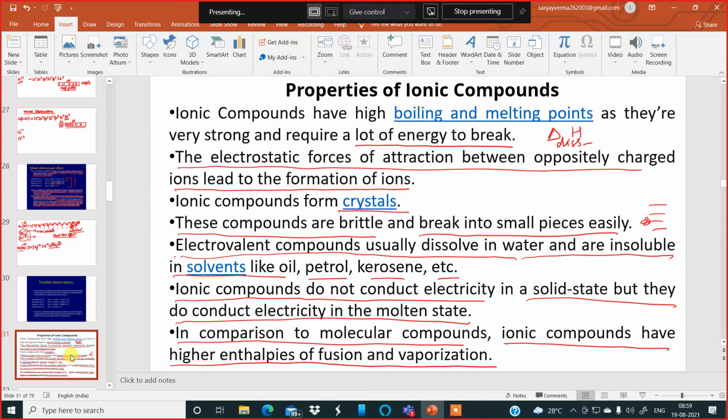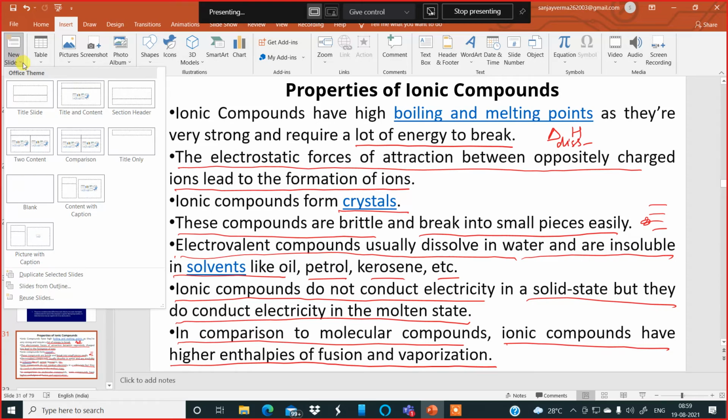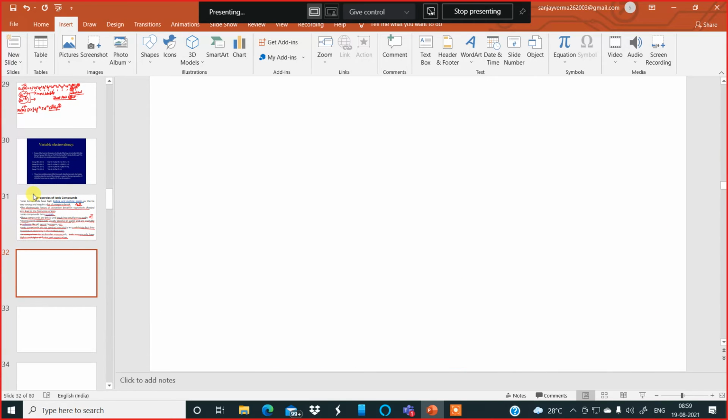Now, besides these properties of ionic compounds, I want to discuss one more important property, which is required by you all. This property is important and it is called solubility in water. Solubility, I talked about this that time. Solubility in water. Why are ionic compounds soluble in water? This solubility in water is very, very important.